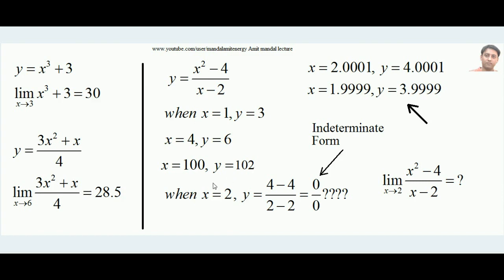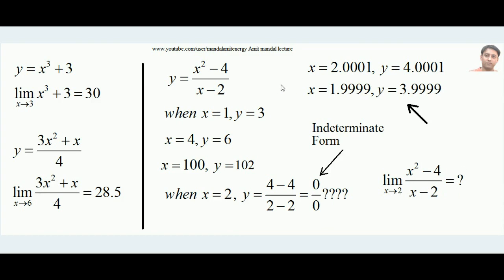Okay, now if you keep x equals 2, what will you get? 2 square minus 4 upon 2 minus 2, that is 4 minus 4 upon 2 minus 2, that is 0 by 0. Now the problem is, what is the limit of this function when x becomes 2? It means, limit x tends to 2 of x square minus 4 upon x minus 2 equals what? Because 0 by 0 is an indeterminate form, we don't know the value of this.